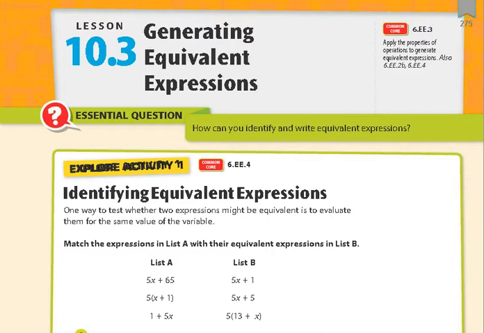Okay, so we're going to work on 10.3, generate equivalent expressions. First, the explore activity: identify equivalent expressions. One way to test whether two expressions might be equivalent is to evaluate them for the same value of the variable. So I want you to match the expression from list A with the expression from list B that you think it is equivalent to.